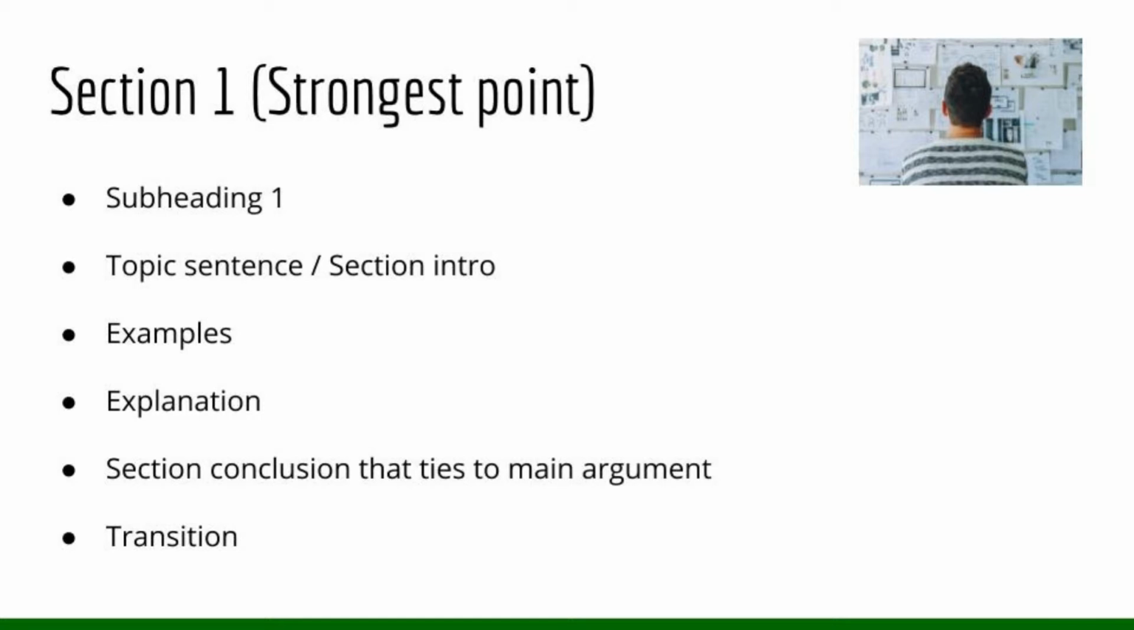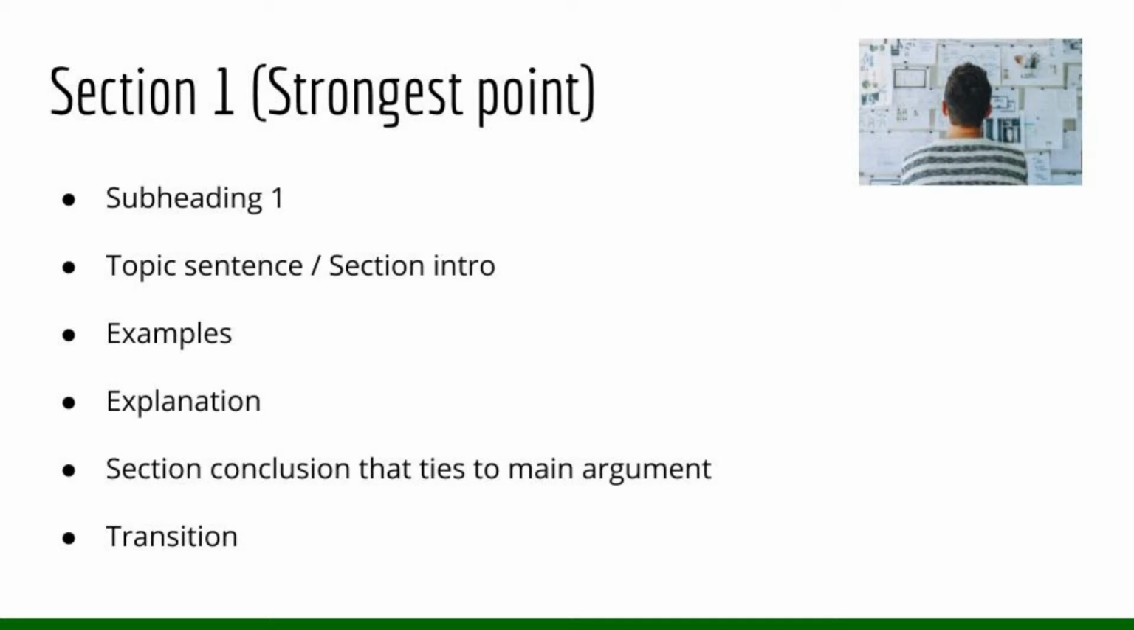The first section of your article will be introduced by a subheading and then a topic sentence to outline the main point that's going to be discussed in this section. This first section needs to be your strongest point of the article. Keep readers engaged by presenting your best argument.